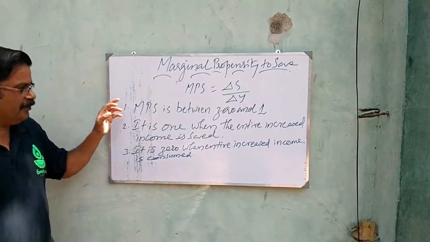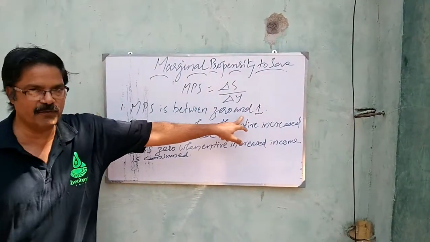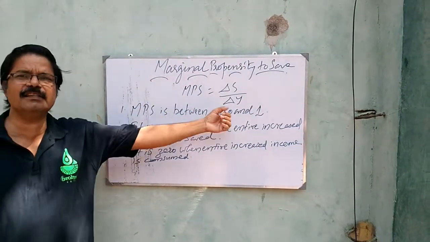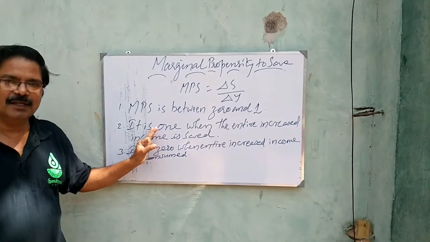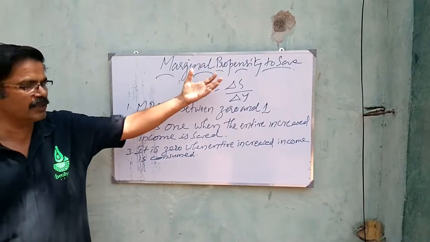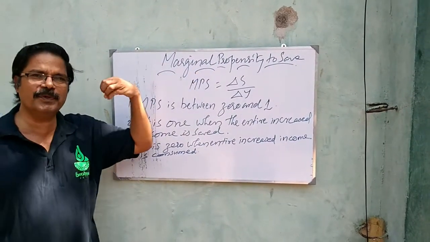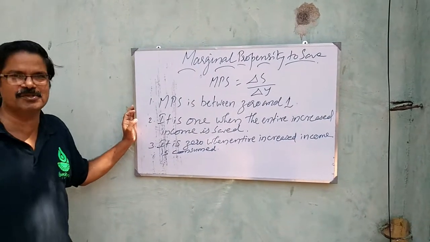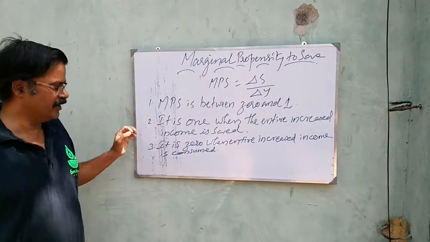Now, MPS can be between 0 and 1. When is it 1? When the entire increased income is saved. Suppose your income increased by 1000 rupees. The entire 1000 rupees you are saving. You are not using any part of it for consumption. Then MPS can be 1.